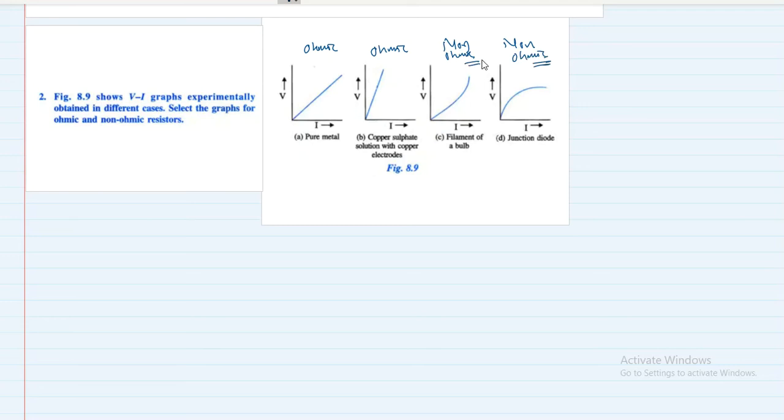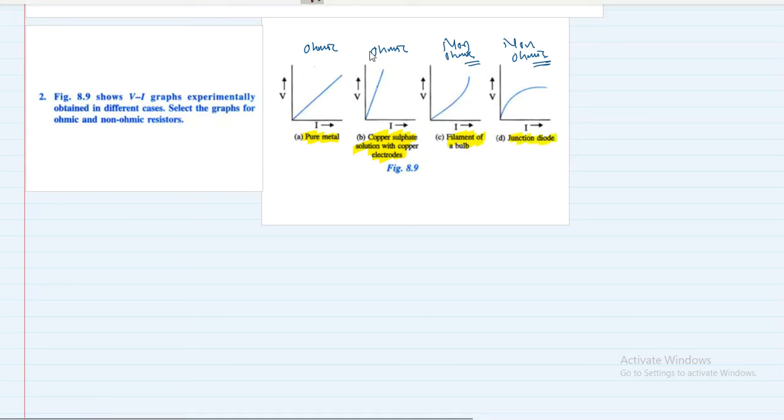You are right. So whenever VI graph is a straight line, it is the graph of ohmic conductor, and whenever VI graph of a conductor is a curved line, it is the graph of non-ohmic conductor. So this means that pure metal is ohmic. Copper sulfate solution with copper electrodes behaves as an ohmic conductor, but filament of a bulb and junction diode.